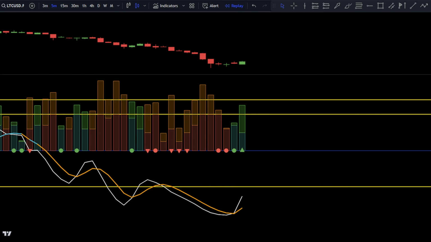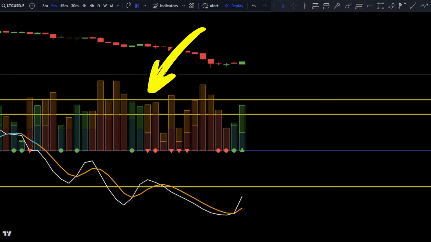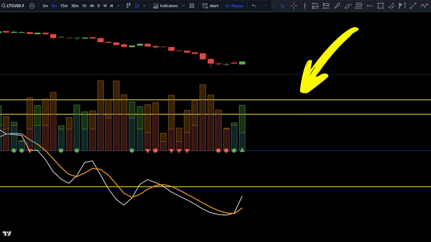Here's another invalid buy signal. This time, the white and orange lines cross below -50, making it a valid cross condition. However, the green volume bar is below the 70 level. Without the volume confirmation, this trade setup is incomplete and thus invalidated.